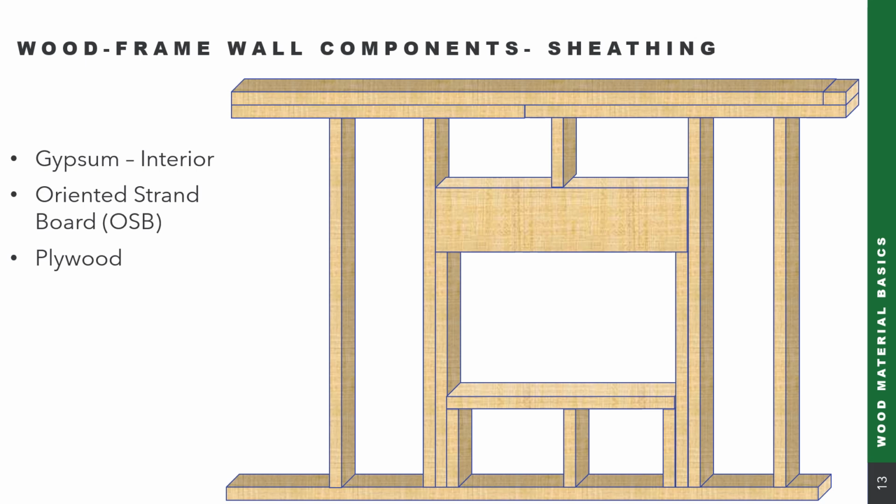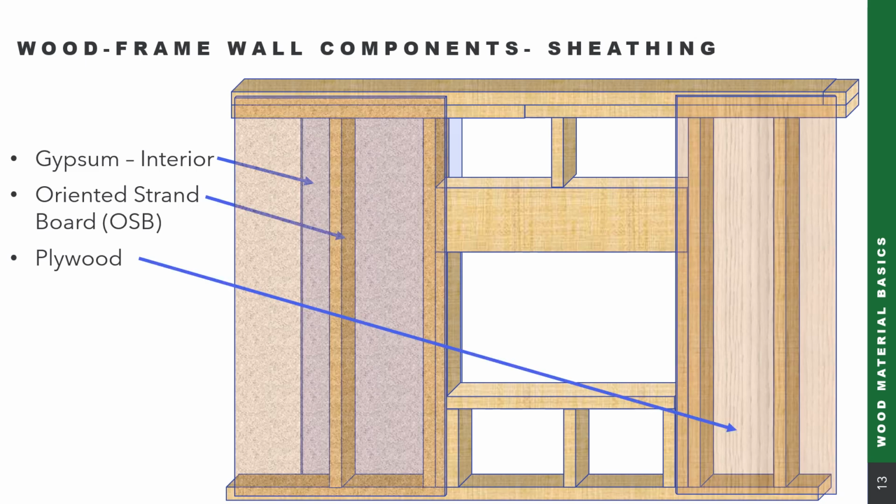Now let's take a look at some of the sheathing components that can occur on a typical wood frame wall. The first piece would be the gypsum, which is typically on the interior of the wall. That would often be a paper-faced gypsum, so that can take a coat of paint. And then on the exterior of the wall, when we're looking at wood frame construction, some of the more common materials would either be an oriented strand board or a plywood going on the exterior.